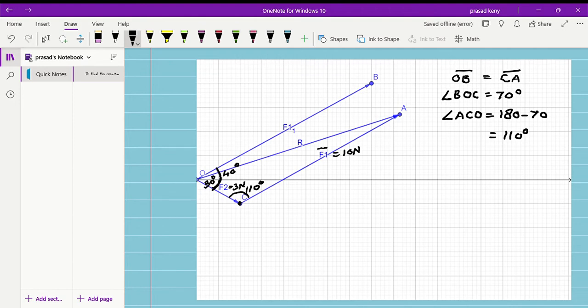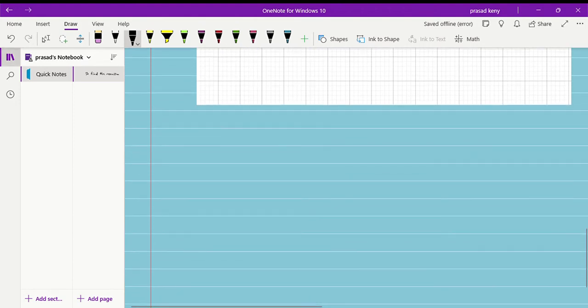So now I will just draw only the vector triangle here.